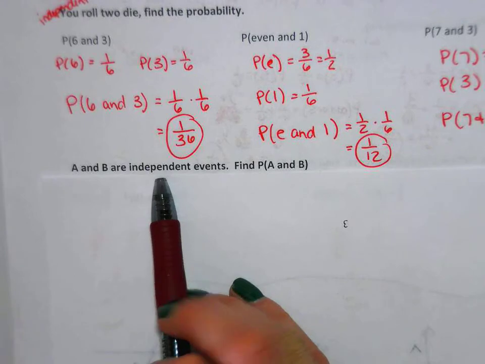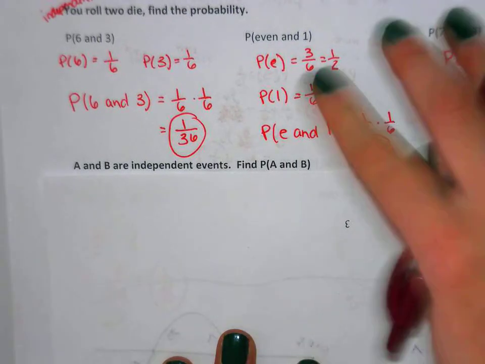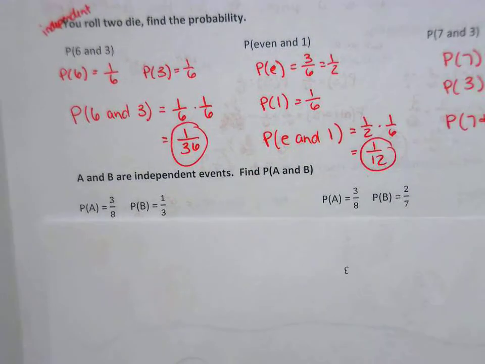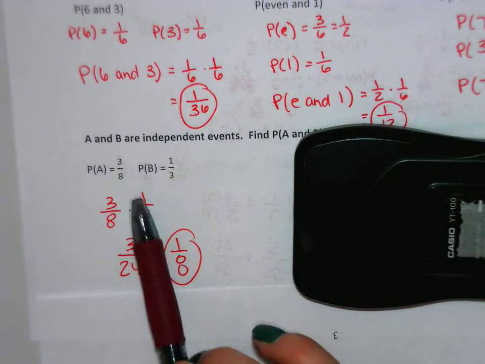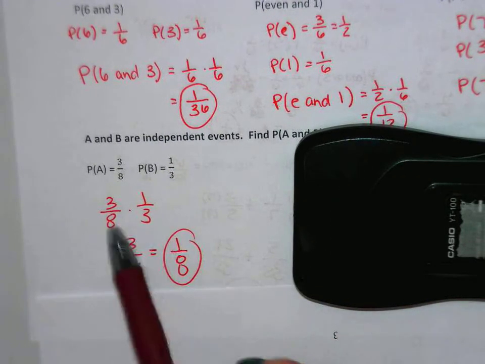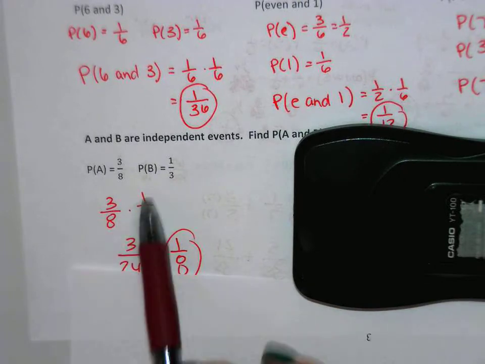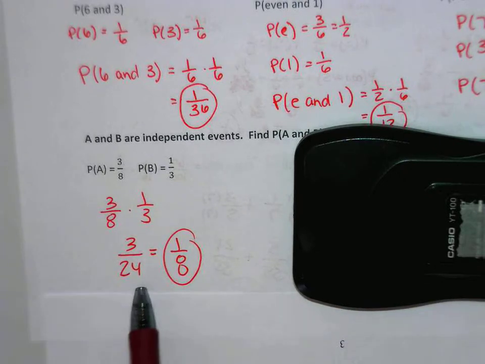So A and B are independent events. We need to find the probability of A and B. So for this first one, the probability of A is 3/8 and the probability of B is 1/3. So we multiply the two. 3 times 1 is 3. 8 times 3 is 24. So the probability is 1/8 once we reduce 3/24.